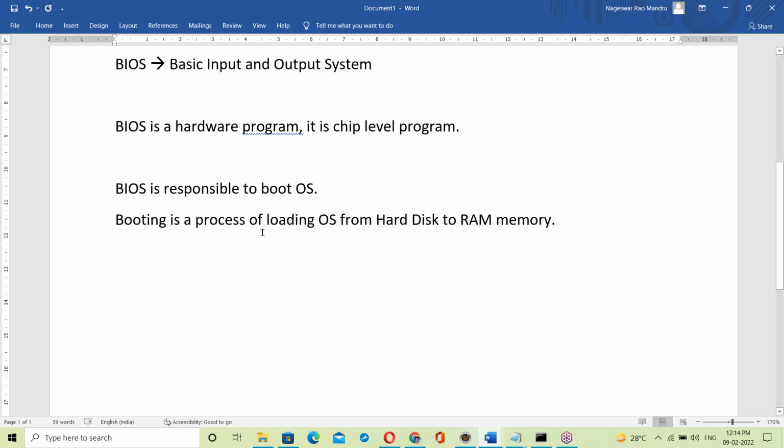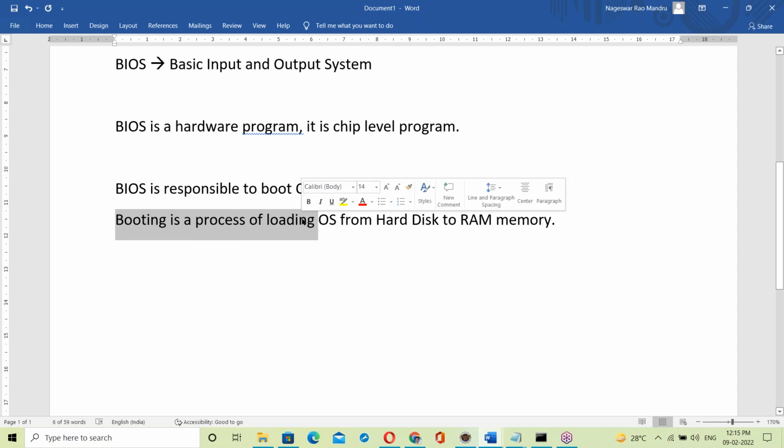So here, to start the OS, first of all, BIOS is not required. BIOS is not running on the OS here. The OS is not responsible for running the BIOS. Before the OS, first the BIOS starts. First BIOS, next the OS starts. So BIOS is responsible for booting the OS. Booting is a process of loading the OS from hard disk to RAM memory.